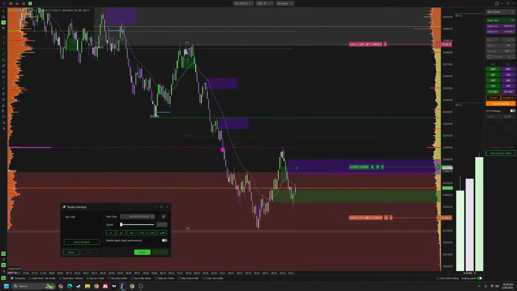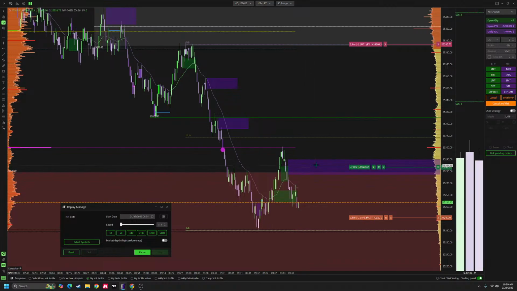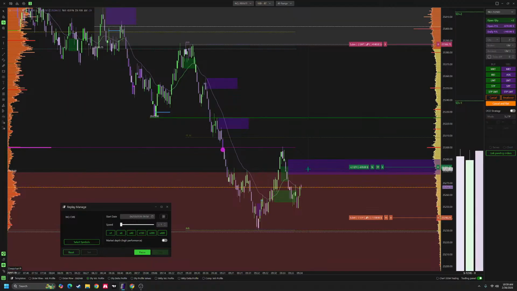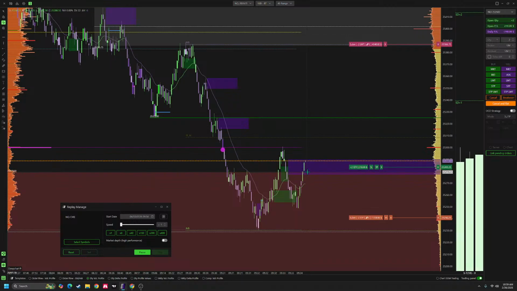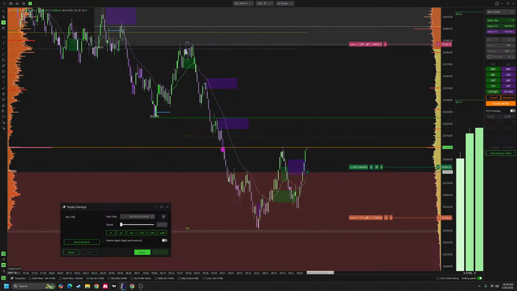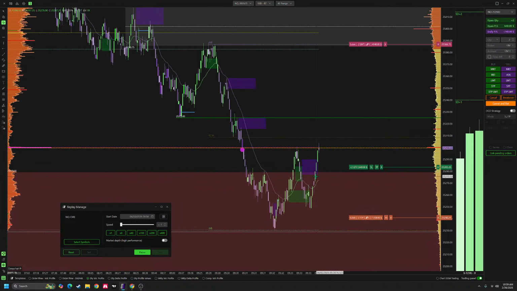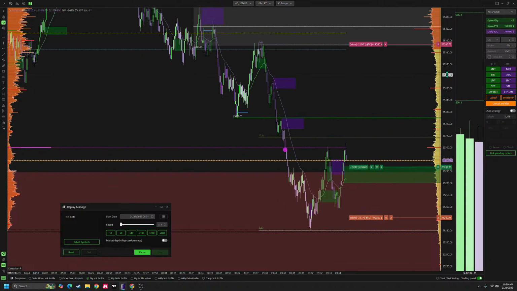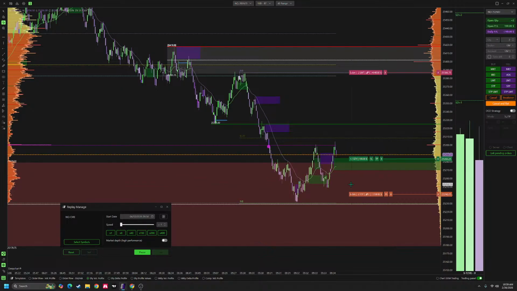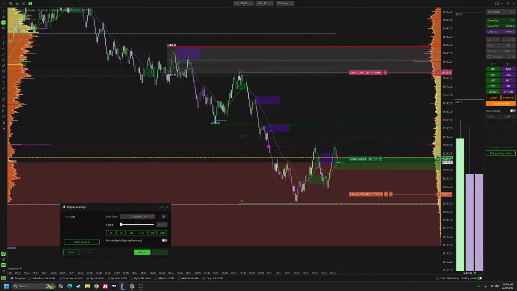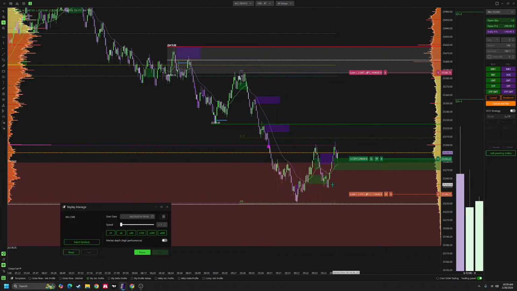So if we get a big rejection from this area right here, we're probably going to get stopped out. However, we break through that zone and continue. Maybe we'll get that retest. A new zone was created. We still have our stop protected.